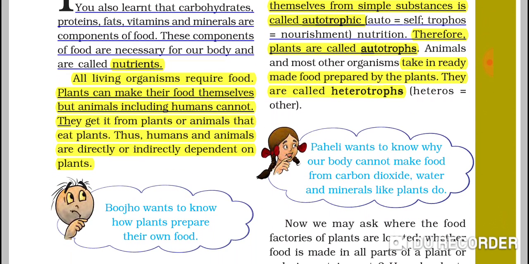Now, all the living organisms, we know, require food. All the living organisms present in nature, plants and animals, all require food, because plants are also living organisms. But plants can make their food by themselves, whereas humans and animals cannot make their own food. We are always dependent on other plants or animals for our food.